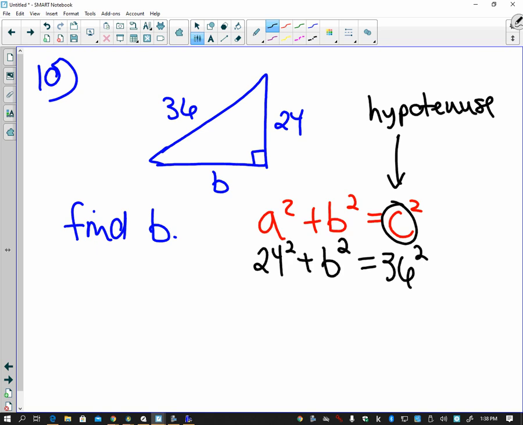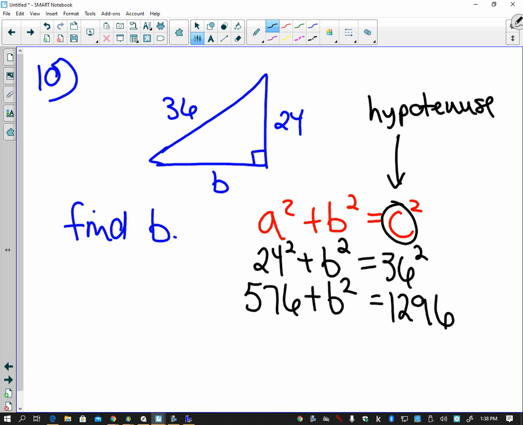All right. What do we do next? Square them. So what's 24 squared? This probably won't come out all nice and neat. 576 plus b squared. And 36 squared is what? 1296. Okay.